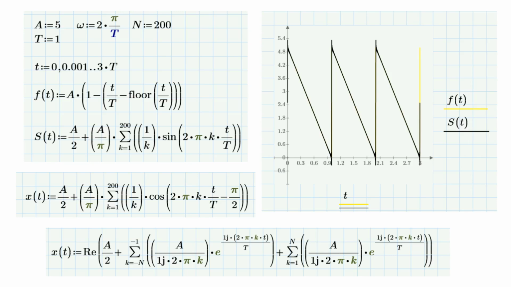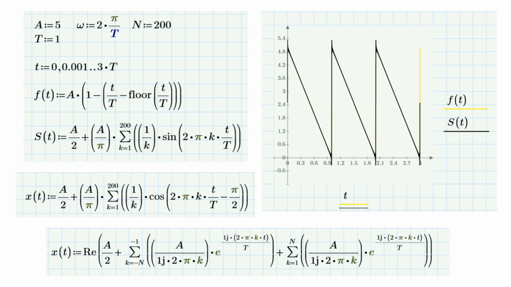The amplitude is set to A equal to 5, the period T is equal to 1, and the fundamental angular frequency is W equal to 2 pi over T. The number of harmonics used for reconstruction is N equal to 200. Next, we define the time vector t, which runs from 0 to 3 periods with a small step size. This allows us to clearly observe the waveform repetition.